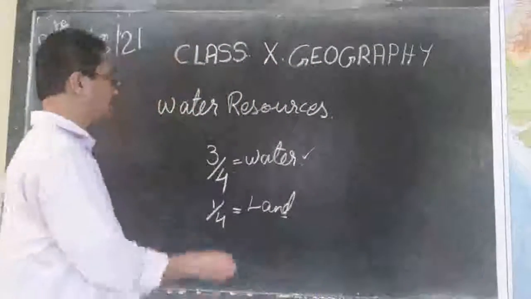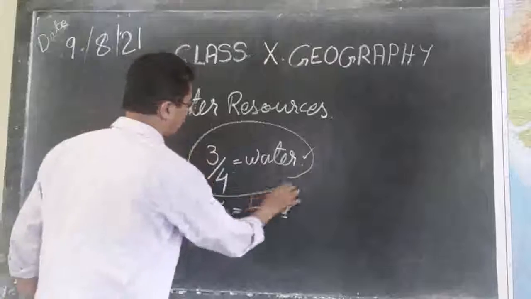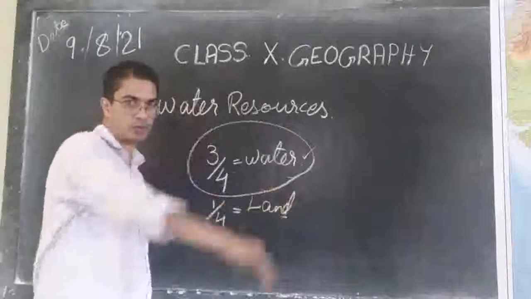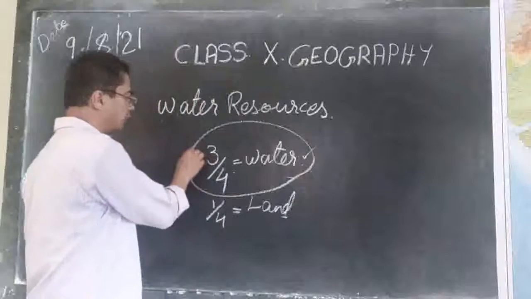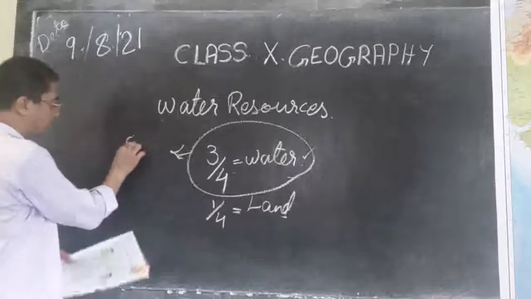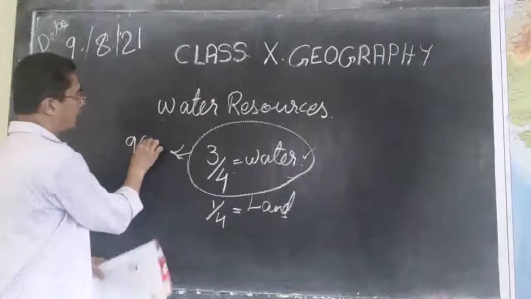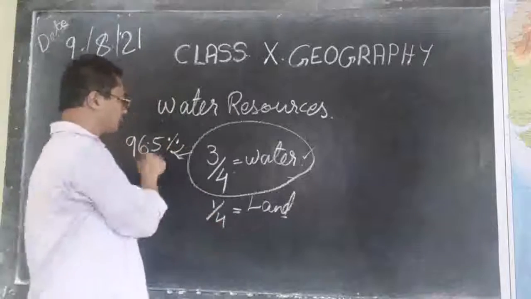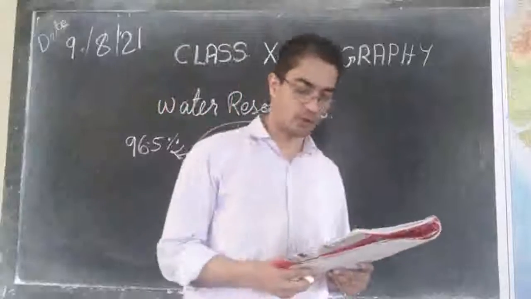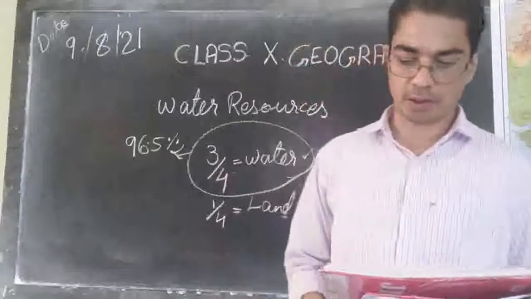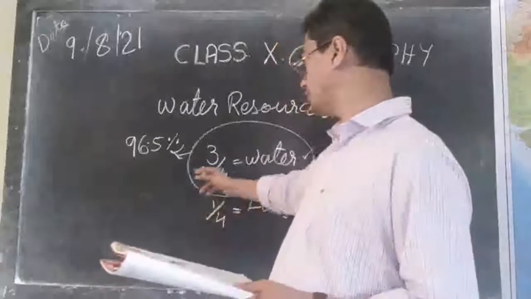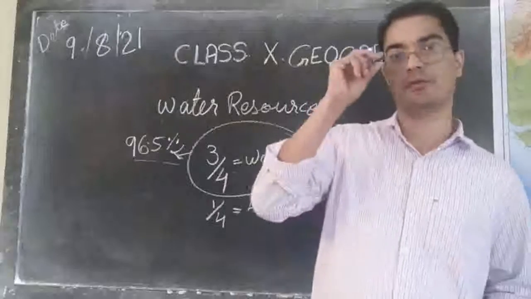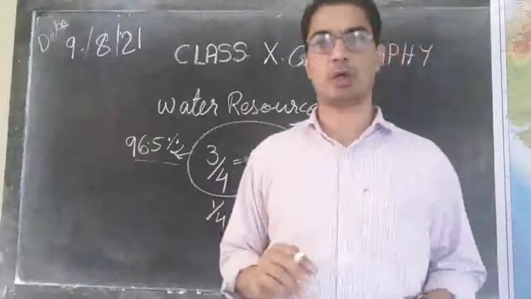So out of this water, 100% water, we call it 100%. This is the total amount of water on the earth. Out of this water, 96.5% of the total water we will find in the oceans. Where will you find this much water? You will find them in the ocean.